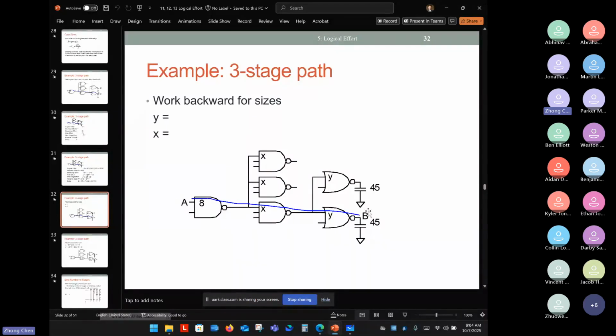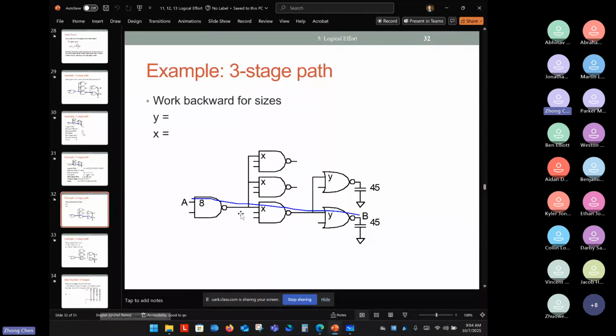The design has been given the input capacitance value, which is 8. If you consider this blue path, the blue path is what we try to optimize. We try to achieve the minimum amount of delay time. So we have input capacitance 8, we have output capacitance 45, and we know the topology. We know what kind of gate we can use here. We know how many stages.